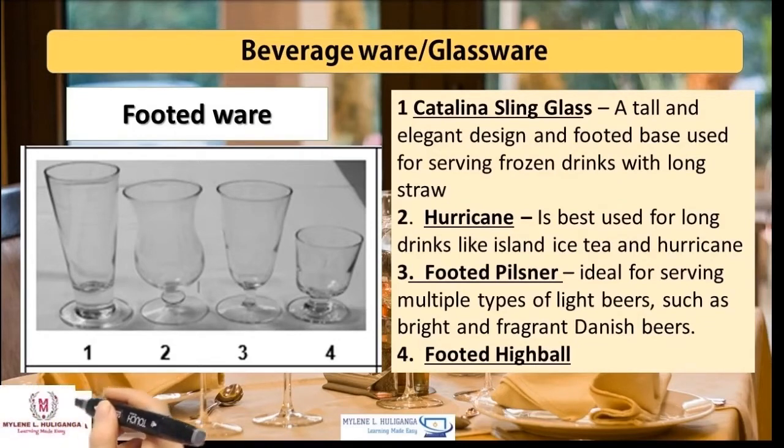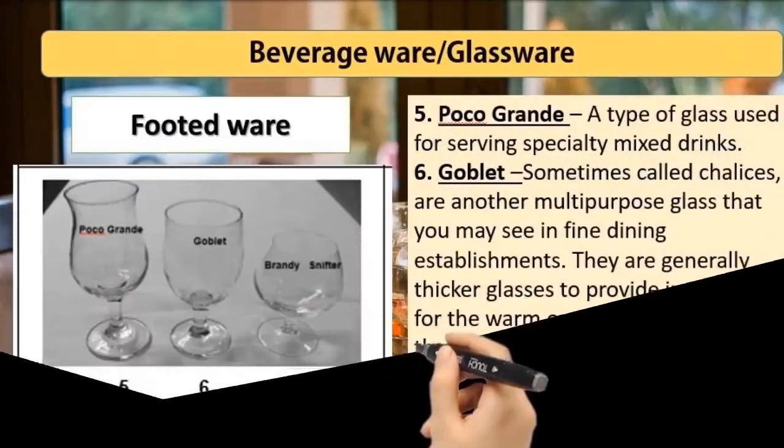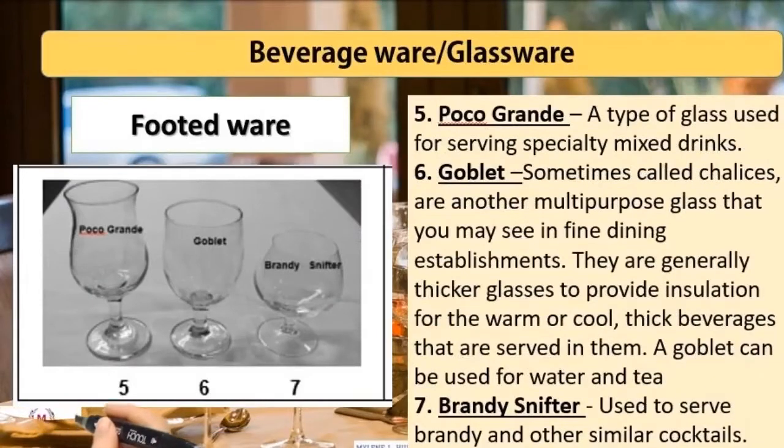Number 3 is the footed Pilsner. It is ideal for serving multiple types of light beers, such as bright and fragrant Danish beers. And number 4 is the footed Highball. Number 5 is the Poco Grande, a type of glass used for serving specialty mixed drinks.